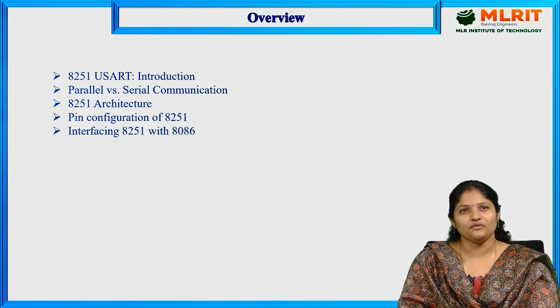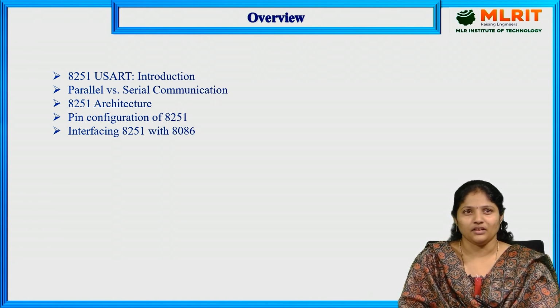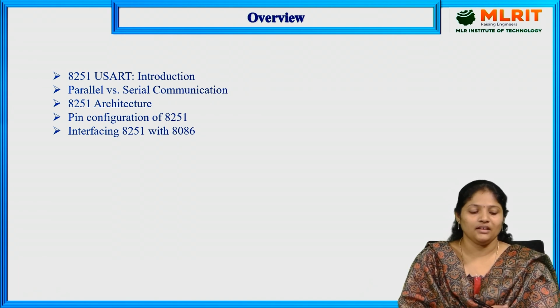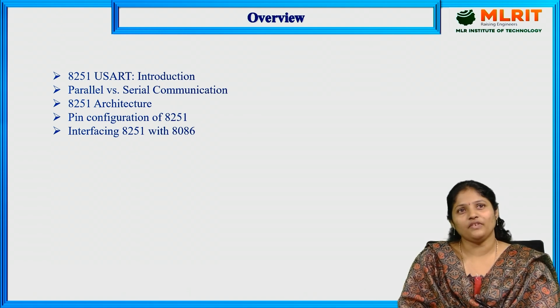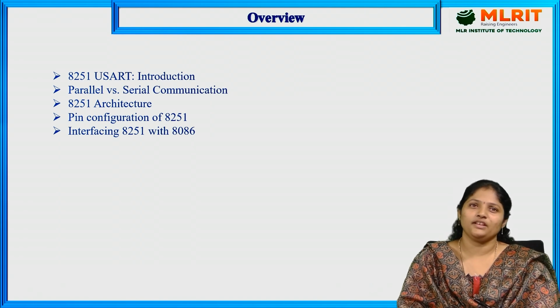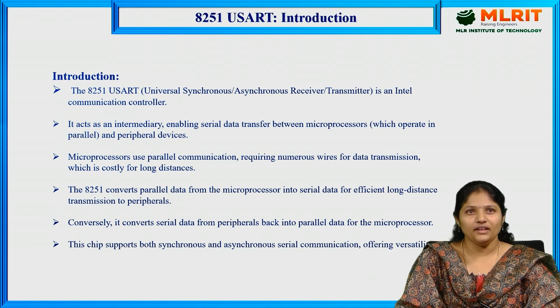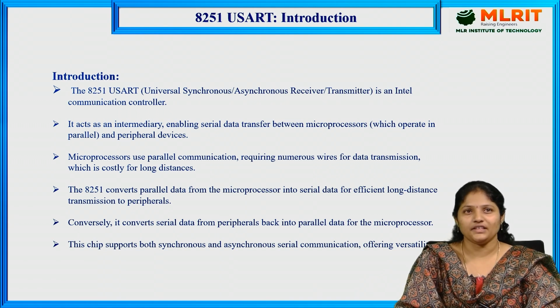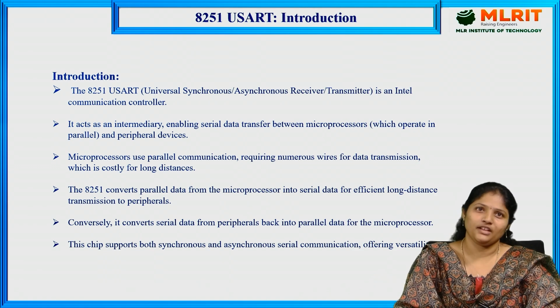to interface with 8086 microprocessor, and what are the parallel and serial communications which we are using in this processor and in the 8251 USART. So what is the architecture of 8251, what is the pin description of 8251, and how to interface an 8251 device with 8086 microprocessors. Why we need 8251 USART, Universal Synchronous and Asynchronous Receiver Transmitter. What is the purpose of interfacing 8251 USART to 8086?